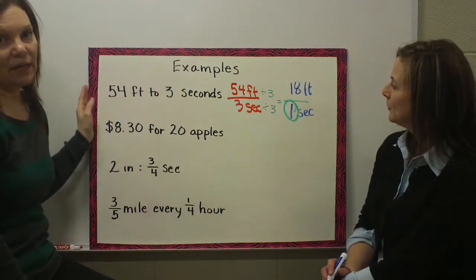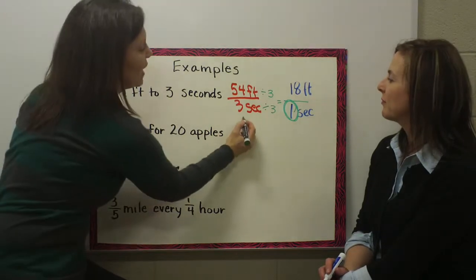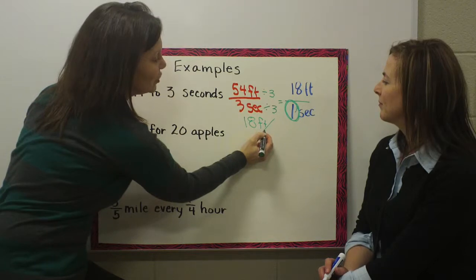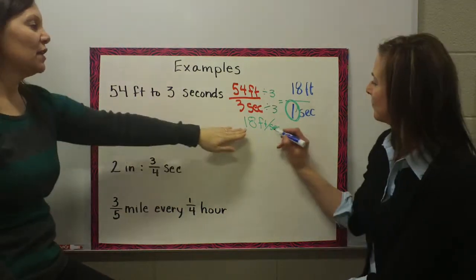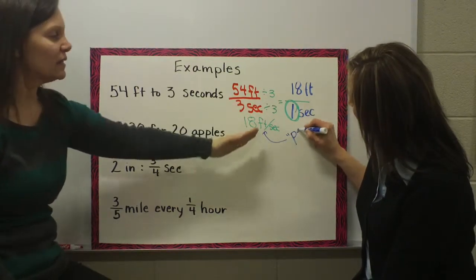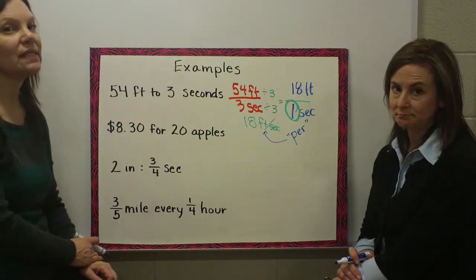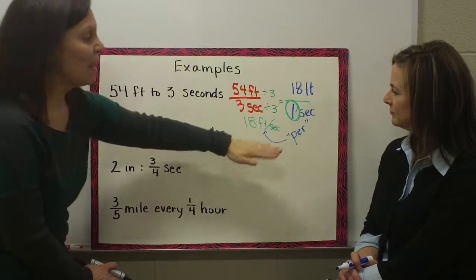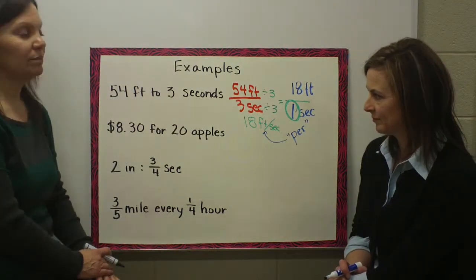When you are writing your unit rates, a lot of times you will see them written in this format: 18 feet, a slash, and then seconds. So they'll take the number that's your numerator, and then they'll take your 2 units and write a slash between them, which means 18 feet per second. You can leave it in this format, or you can write it in this format. Both of those would be acceptable.